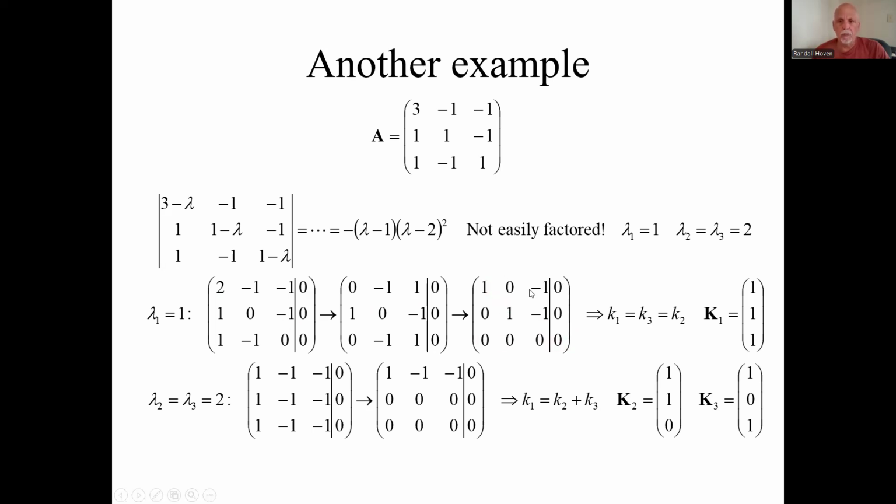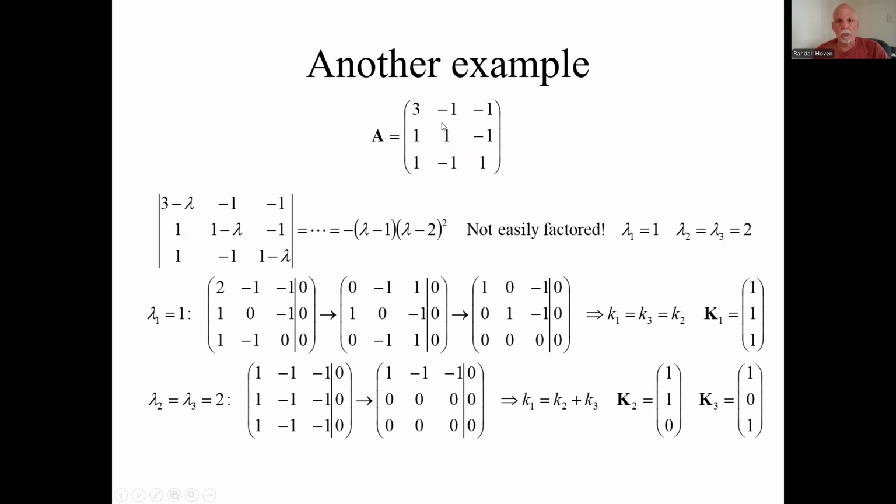Pivot, the free variable is K3. Each of these, this tells me K1 minus K3 equals 0, or K1 equals K3. This one tells me K2 equals K3. So set my free variable to 1, and I just get all ones. Okay. Now what about for the repeated eigenvalue?